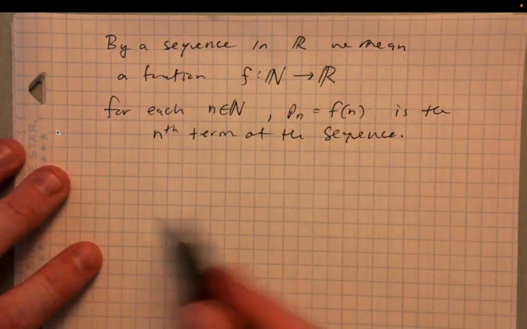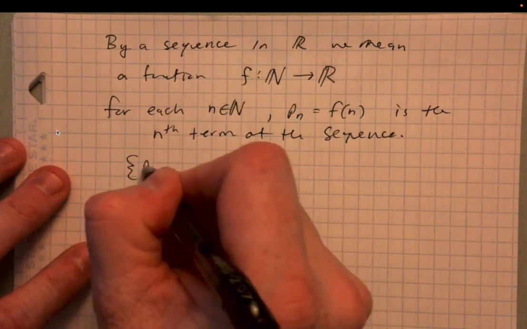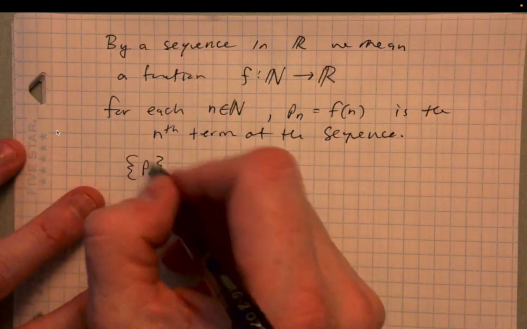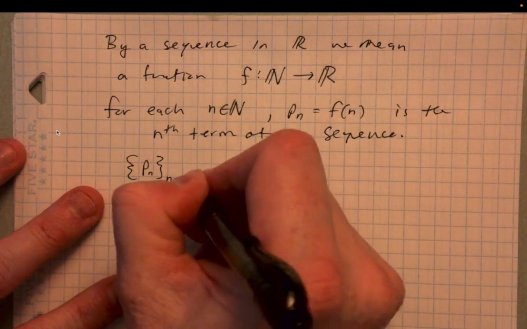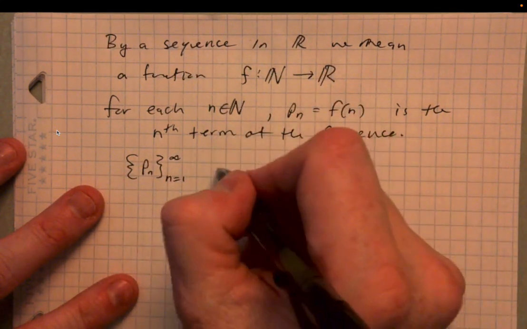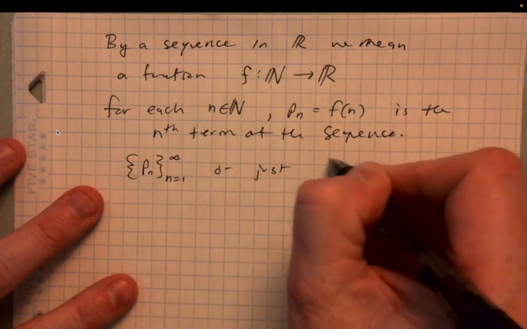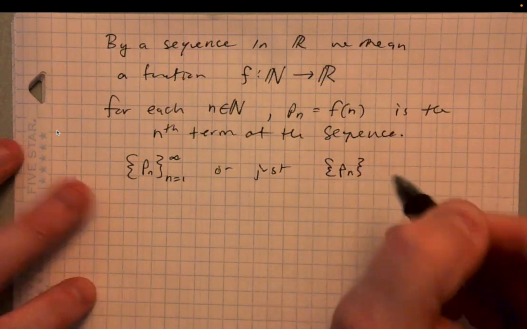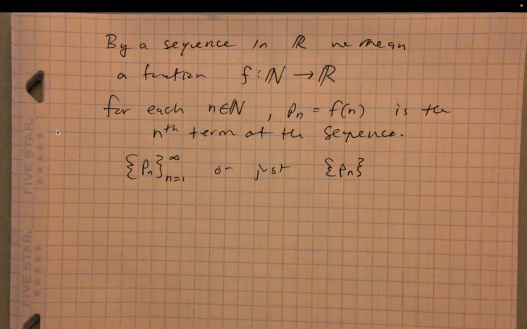Right, and we'll denote the sequence most often using something like this, p sub n in brackets, where n is equal to 1 up to infinity, or maybe just p sub n like this, with the implication being that the index set is the natural numbers. Most often that will be the case.